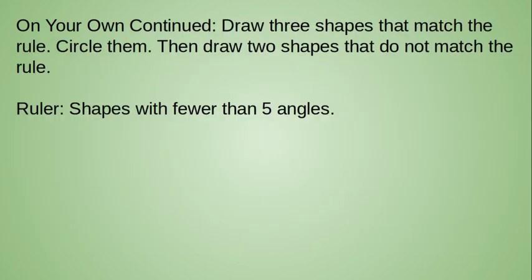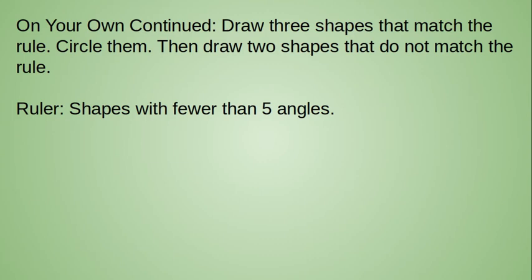All right, last problem on this page says we have to draw 3 shapes that match the rule, circle them, then draw 2 shapes that do not match the rule. Her rule, not our ruler, is shapes with fewer than 5 angles. Okay, so what shapes have less than 5 angles?